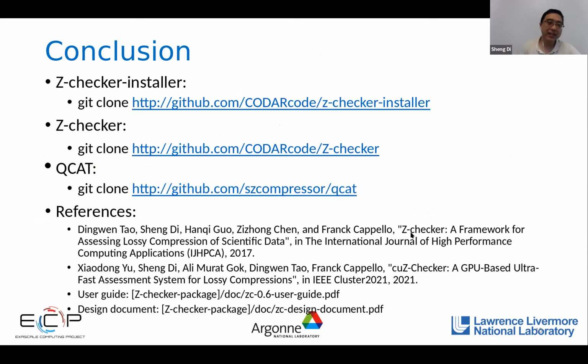I think this is the conclusion. You can download Z-checker, the Z-checker installer, and QCAT from the three links respectively. If you want to install Z-checker, I suggest you install the Z-checker installer. That would be more convenient because Z-checker has many dependencies. And QCAT is the lightweight version of Z-checker because you can use it to perform separate analysis for different compressions and different metrics. Okay, that's it. Thank you.